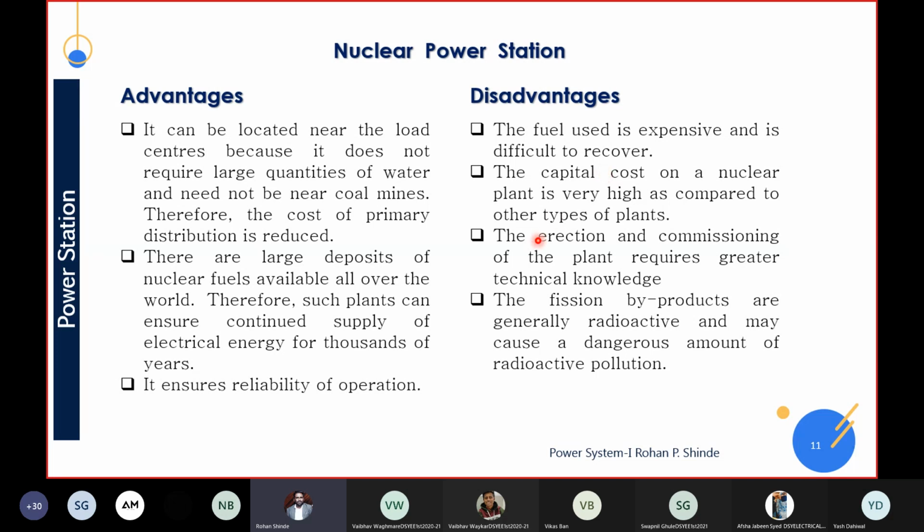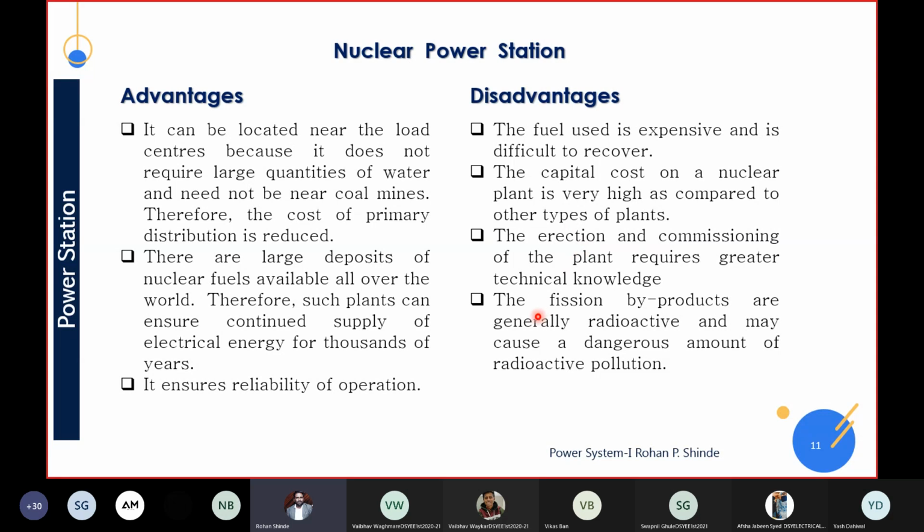Next, the erection and the commissioning of the power plant require greater technical knowledge. That means see here, when we are going to implement a nuclear power station, then greater technical knowledge and expert persons are required for the commissioning of the power plant. This is a disadvantage of this nuclear power plant.